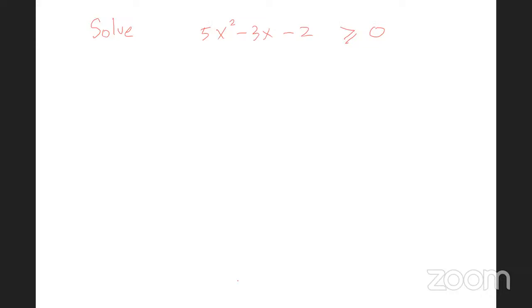Right, so what did you all get for the critical values? When you solve the quadratic, what did you get? Jermaine got -2/5 and 1. Nice. Do a little sketch. Here is -2/5 and here is 1.